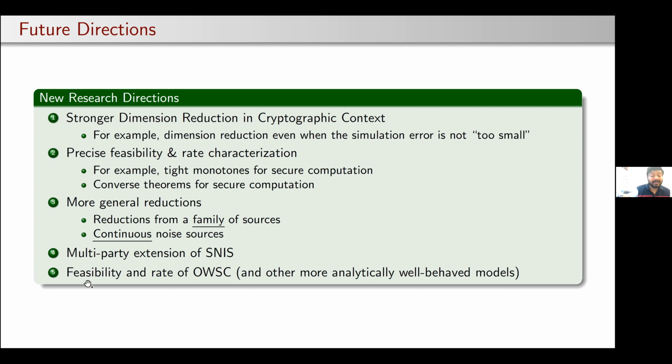Finally, I want to state that there are several feasibility and rate problems that are open for one-way secure computation, and there are several practical applications of one-way secure computation. So if we have tight feasibility and rate results for this problem in particular, then these can lead to more efficient design of cryptography protocols, as well as understanding the limits of efficiency of secure multi-party computation.